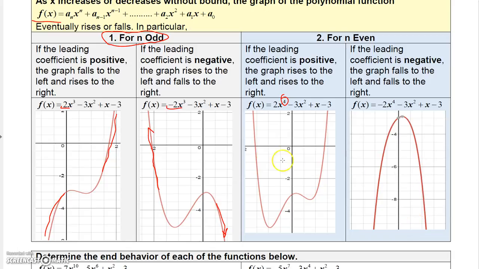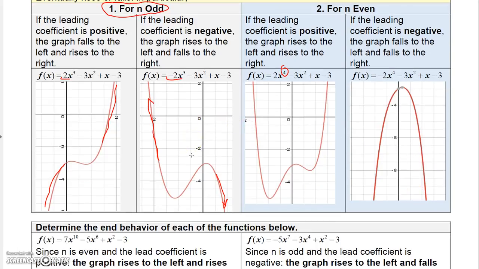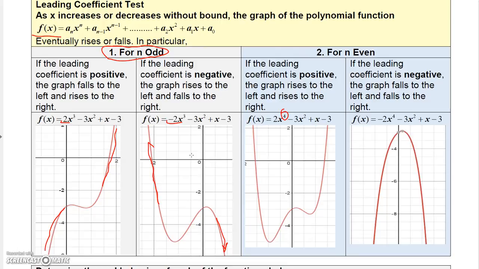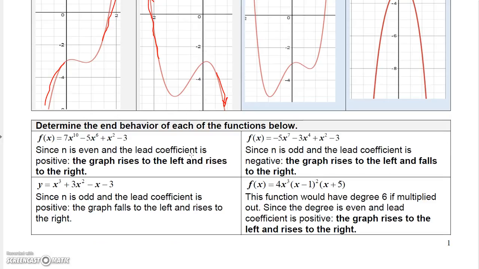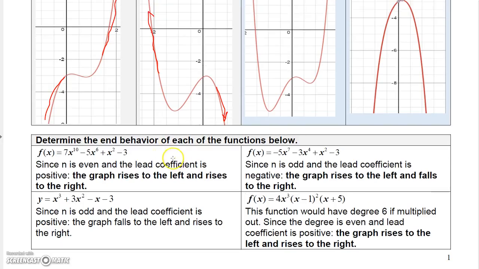Okay, so that's how the leading coefficient test works. And so you can freeze the video and read these examples I've given you here, but you should be able to figure it out pretty easily.